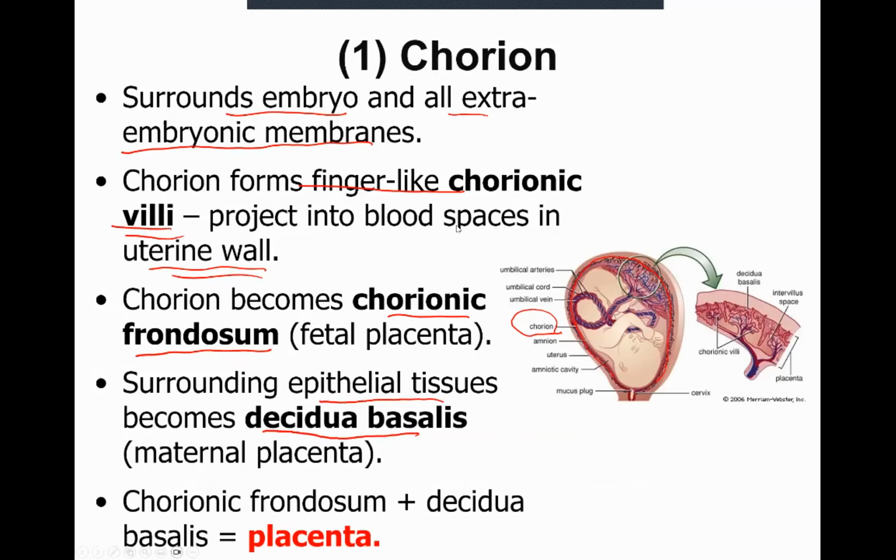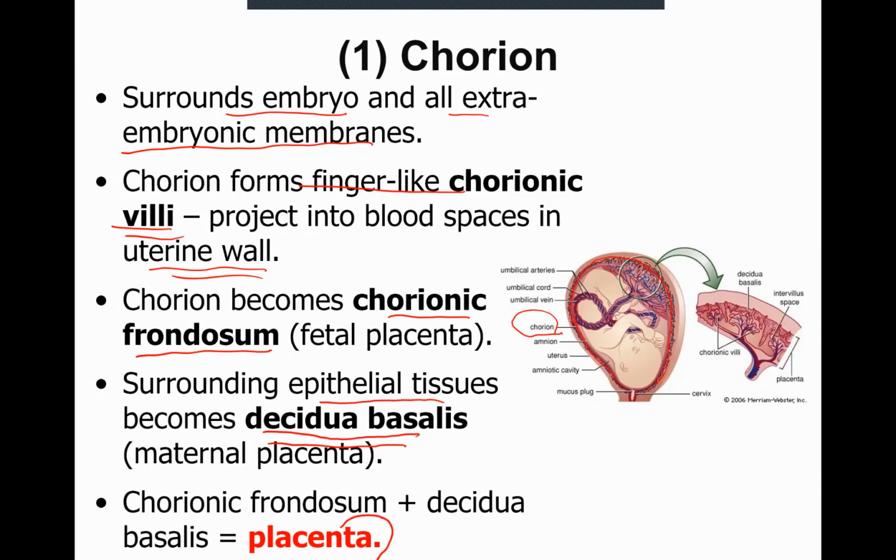Okay, tengok balik ayat tadi. Chorion become chorionic frondosum, which is the fetal placenta. Surrounding the epithelial tissue, meaning surrounding the chorionic frondosum is decidua basilis. Decidua basilis is the maternal placenta. So together, chorionic frondosum and decidua basilis will form the placenta.